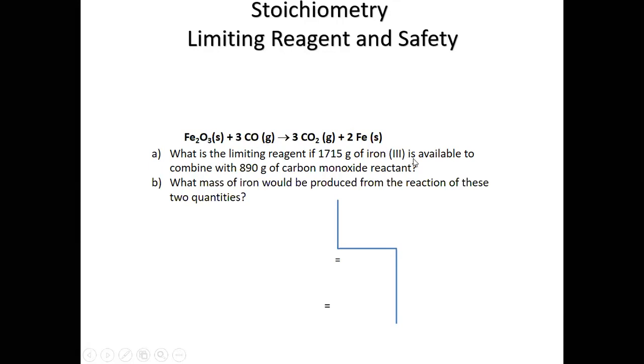Iron 3 oxide, excuse me, it looks like we've got a typo here. We want to make certain that we think about this as saying iron 3 oxide, not just iron 3, because there really is no such thing as iron 3. So let's just add that. We'll put it right here, iron 3 oxide.